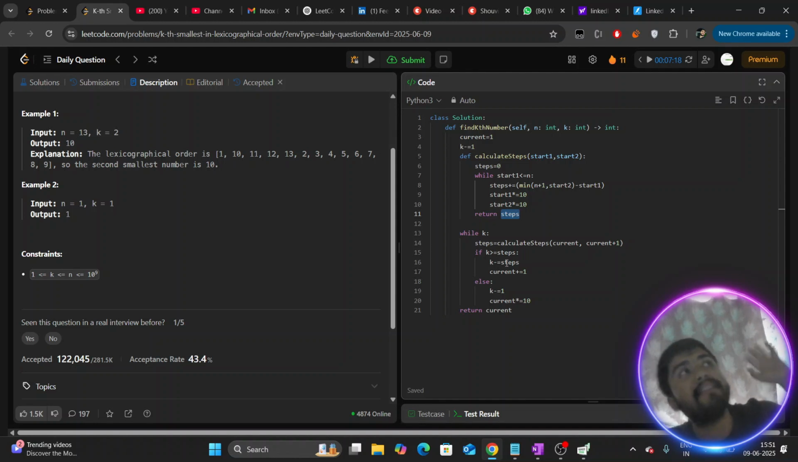Now if my k is greater than my steps, negate that many steps, because that many steps I have blindly skipped because my answer does not exist there, and we can go to current plus 1.